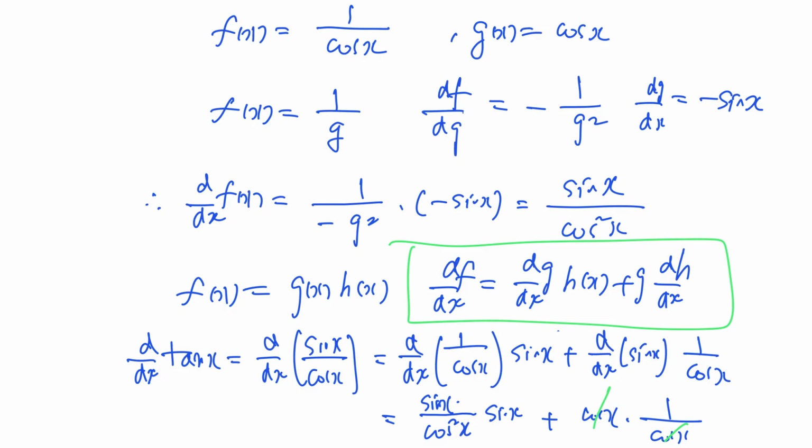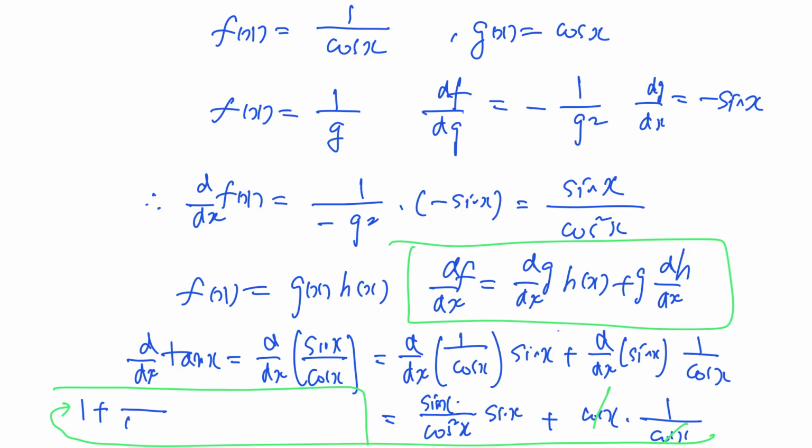So it becomes 1 plus sine square x over cosine square x, which is actually 1 over cosine square x. It's called secant square x. Of course, you memorized this in high school too, right?